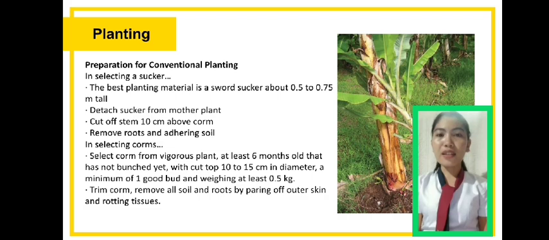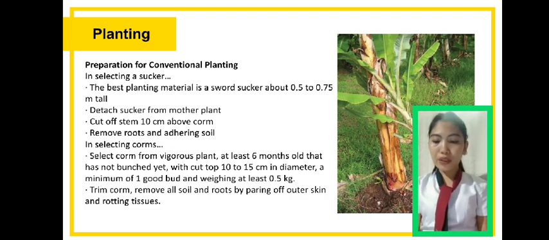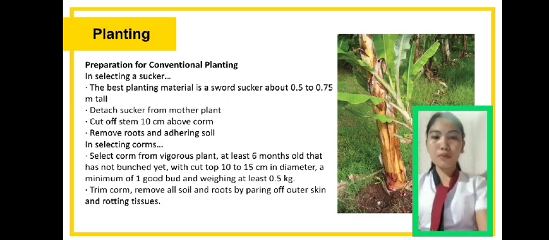It specifies that the ideal planting material is a sword sucker, about 0.8 meters tall. The process involves detaching the sucker from the mother plant, cutting the stem 10 cm above the corm, and removing adhering soil and roots. The selection of corm is also detailed, emphasizing the choice of vigorous plants, at least 6 months old, with a specific size and weight. This preparation ensures healthy and viable planting material for optimal growth.